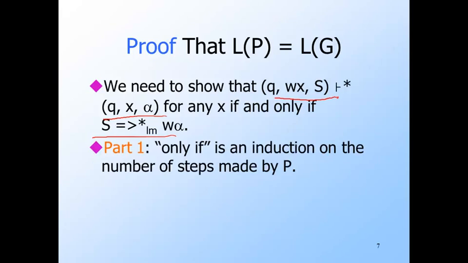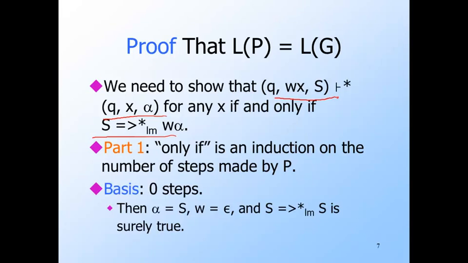We start with the only-if part. That is, if P makes the transition shown, then S derives W alpha in G. The basis is 0 steps. Then W is obviously epsilon since nothing can have been consumed from the input. And alpha is S since the stack doesn't change. We need to show that S derives W alpha in a leftmost derivation. But W alpha is just S, and surely S derives itself.